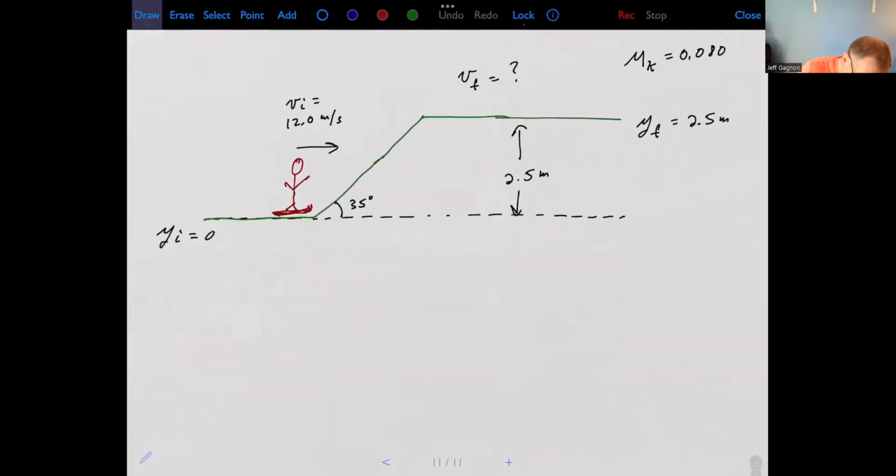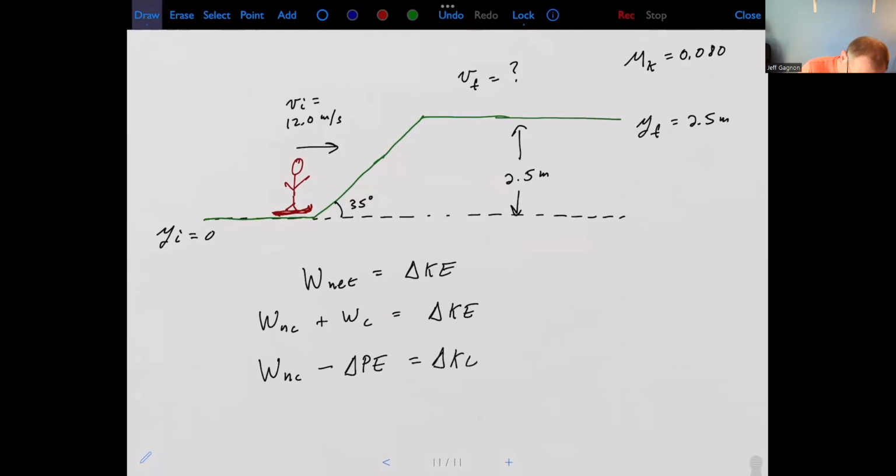Remember, the net work is equal to the change in kinetic energy. But I can break net work down into the work done by non-conservative forces plus the work done by conservative forces, and that equals the change in kinetic energy. In our case, our only conservative force acting is the gravitational force, the weight. The work done by the conservative force, the gravitational force, is equal to minus the change in potential energy. And that's equal to the change in kinetic energy.